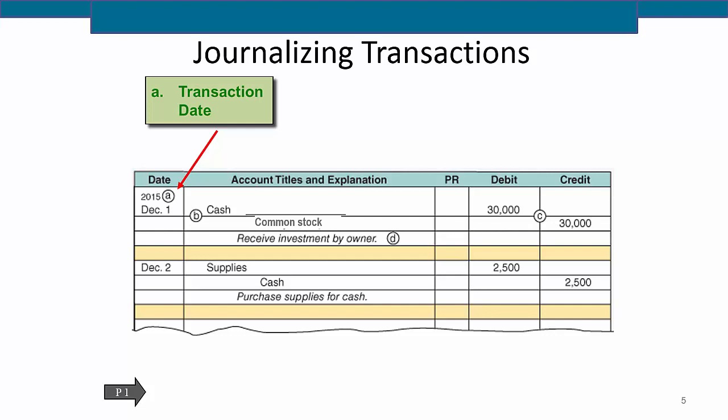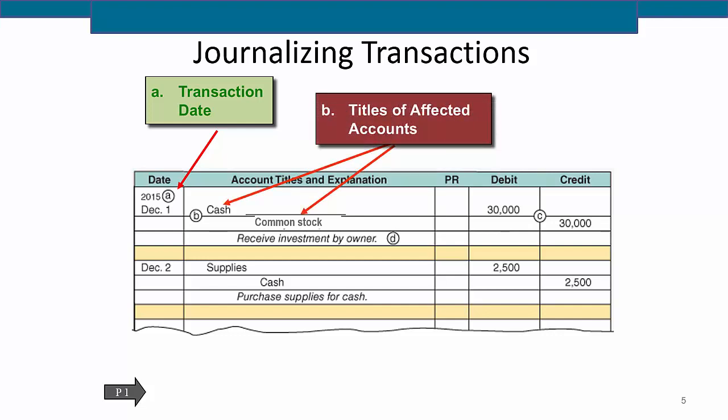You'll notice a journal entry has 4 parts. First, the transaction occurred on December 1st, 2015. The date is important when recording a general journal transaction and is recorded on the left side of the journal in the date column.